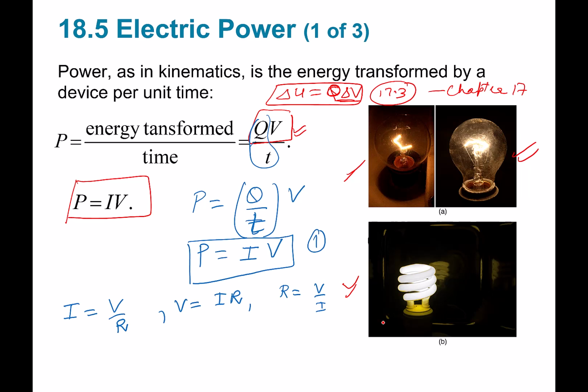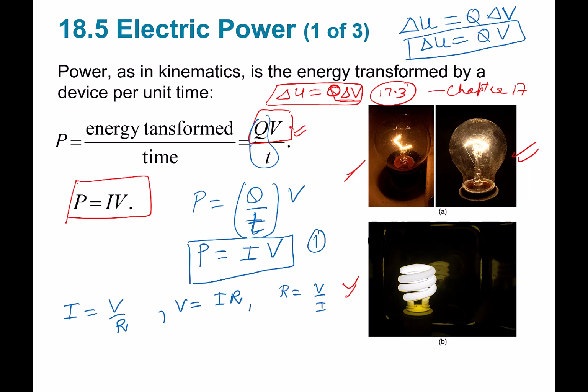So the next step was to find the electrical power. The electrical power is basically the energy transformed per unit time. In chapter 17, we learned that electrical energy is related to charge multiplied by electrical potential difference delta V, which in this chapter onwards, we write delta V as simply V. So the electrical energy is Q into V, where V stands for potential difference.